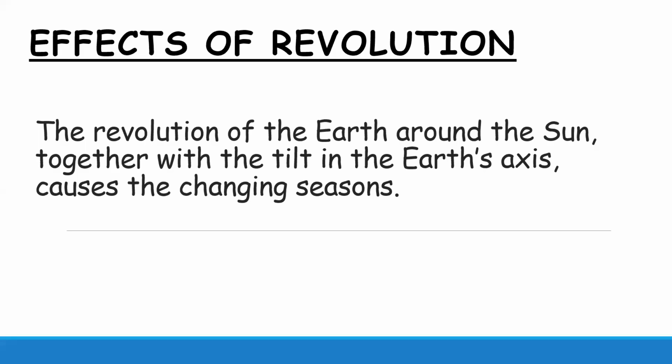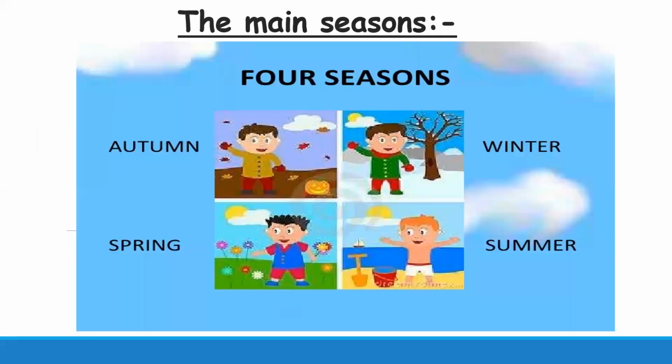Now let's learn the effects of revolution. The revolution of the earth around the sun, together with a tilt in the earth's axis, causes the changing seasons. In a year, we experience 4 main seasons. They are spring, summer, autumn, and winter.